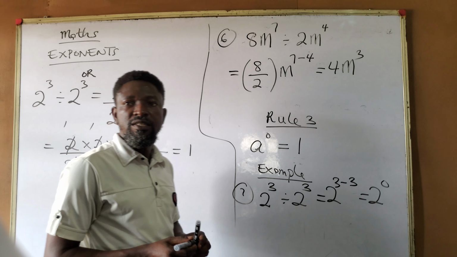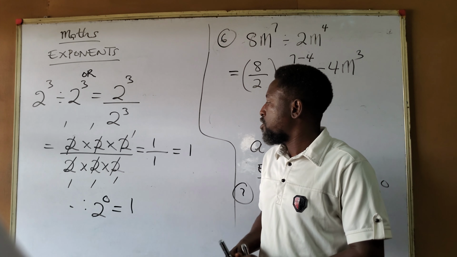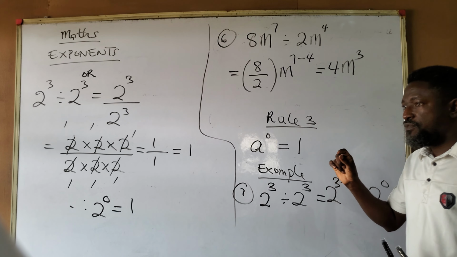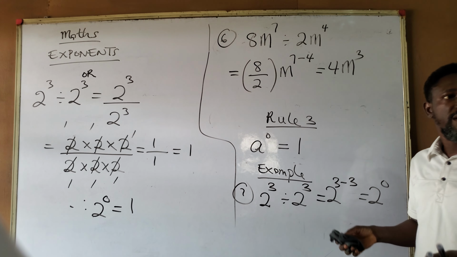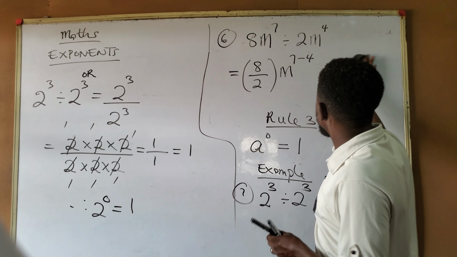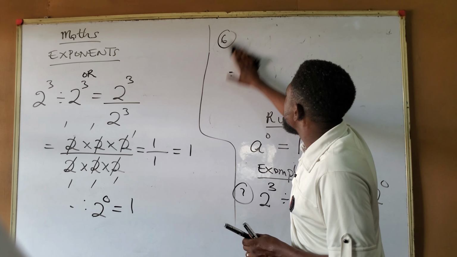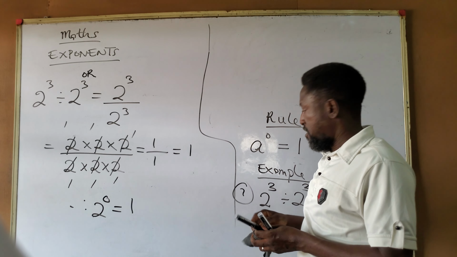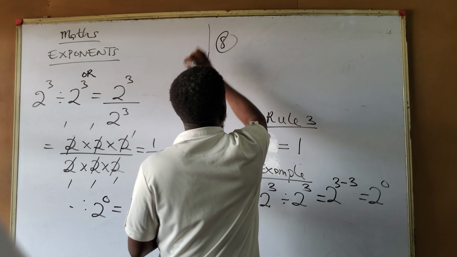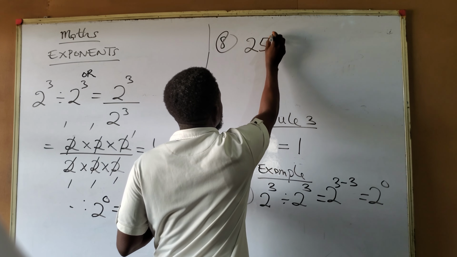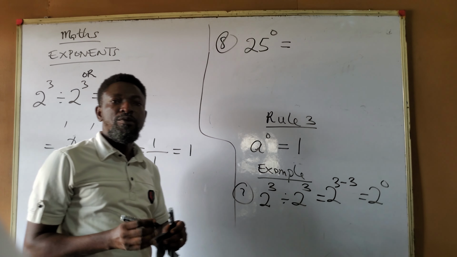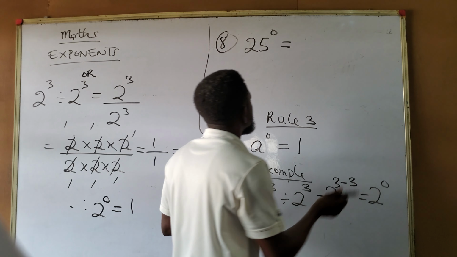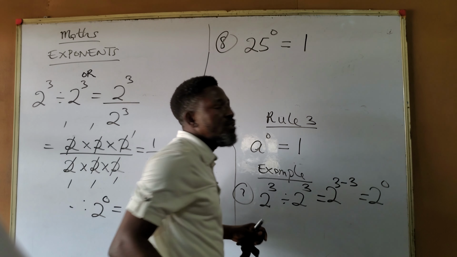So it doesn't matter the number, anytime you solve questions in mathematics and you come to a point where you have a particular number raised to the power 0, just know that the final answer becomes 1. So like I said, it doesn't matter the number. Take for instance, if you have something like 25 raised to the power 0, once you solve to a point and you have a number raised to the power 0, the final answer is 1.